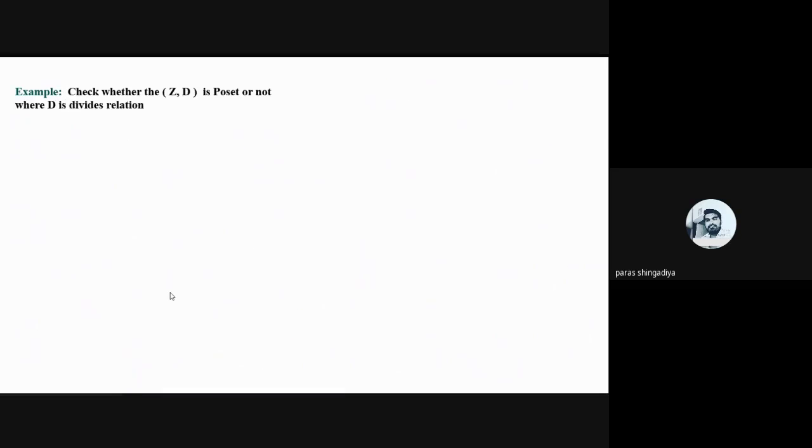Now, the next question is there. Z comma D. So first try it by yourself how we can prove whether Z comma D is a partially ordered set or not. And that is similar to S30 comma D. Z comma D, that is a similar pattern here.